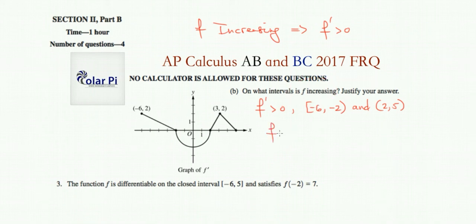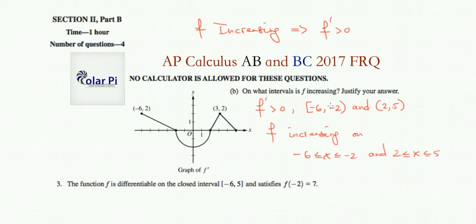f increasing on, negative 6 is less than or equal to x is less than or equal to negative 2, and 2 is less than or equal to x is less than or equal to 5. And what you expected differently is that this would be strictly less than, and likewise there and there, but that's not true. Yeah? Okay, cool. Keep watching.